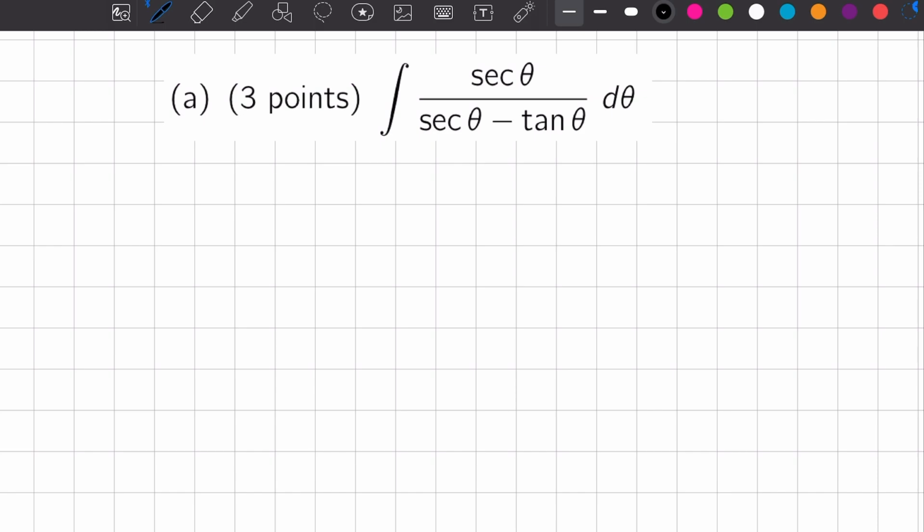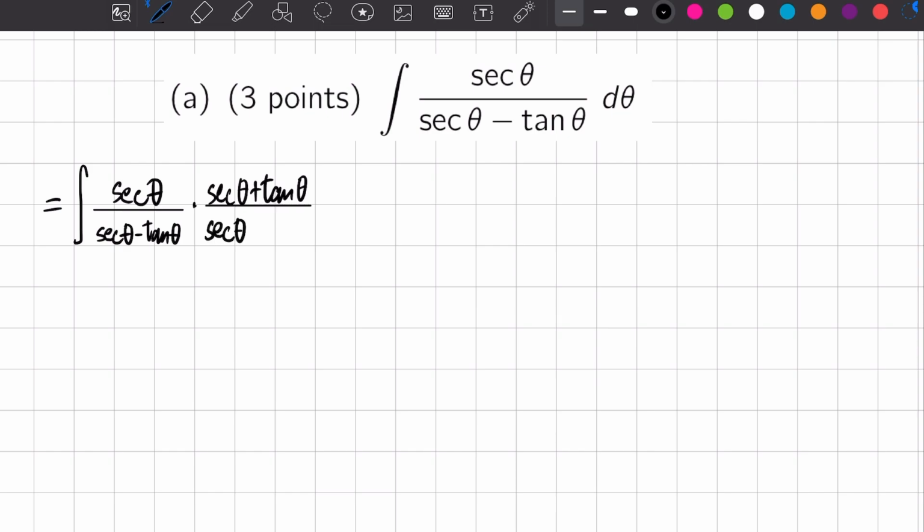So first, what we can do here is multiply the numerator and denominator by secant theta plus tangent theta. So we have the integral of secant theta all over secant theta minus tangent theta. Then multiply the numerator and denominator by secant theta plus tangent theta all over secant theta plus tangent theta d theta.